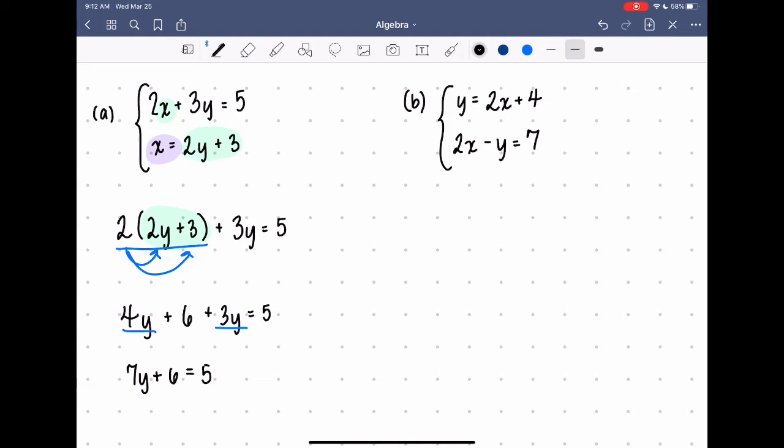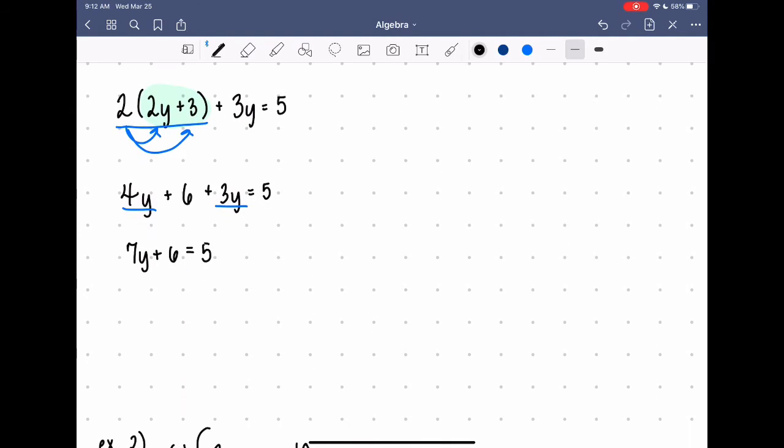Now I have to get rid of that 6, so I'm just going to subtract 6. Over here, 5 minus 6 is just negative 1. On the other side, I still have a 7y. Then to get rid of that 7, I just divide by 7. So I should get the answer of y equals negative 1 over 7.